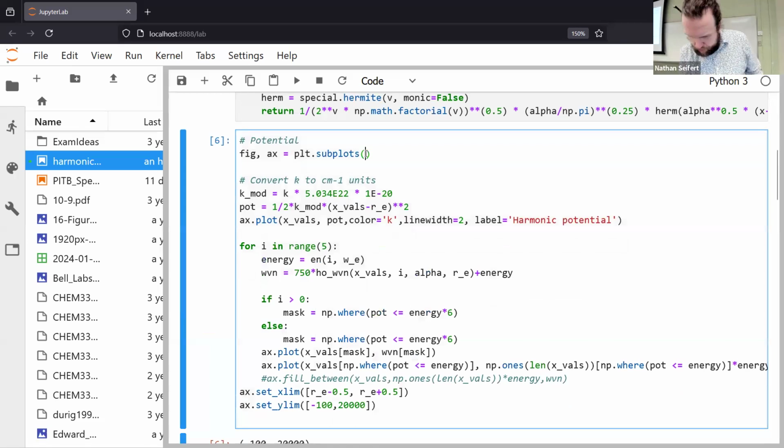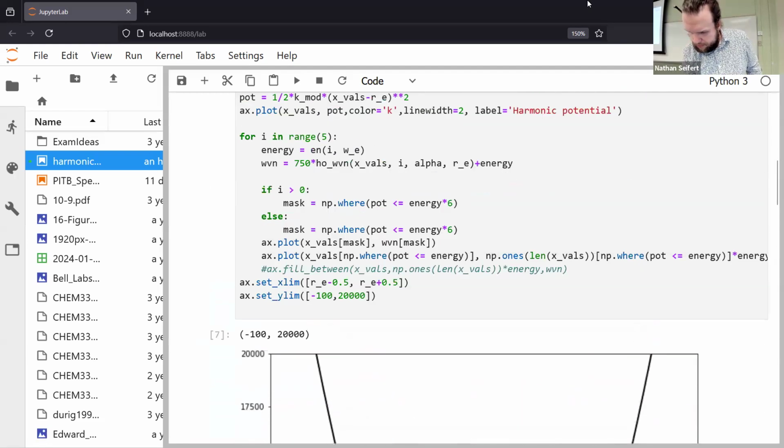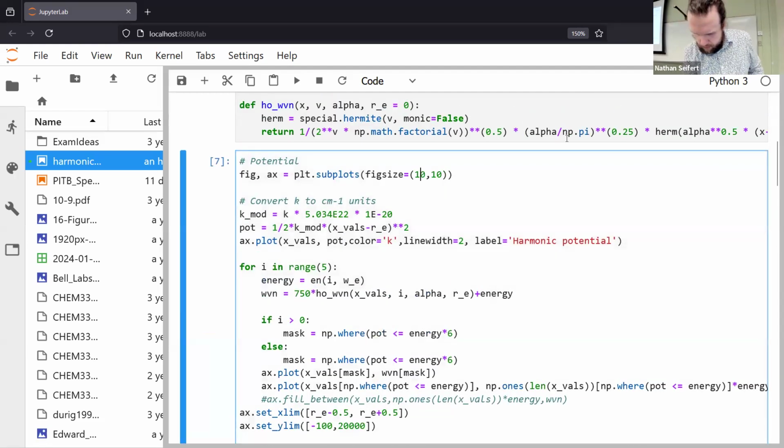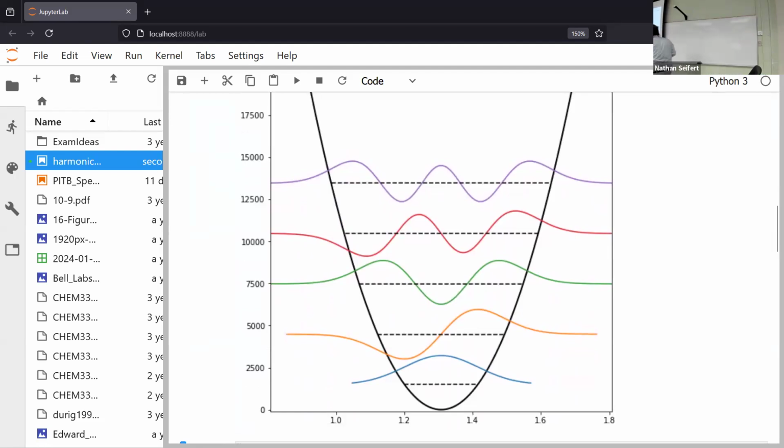Let me make this a little bigger for you guys. So this is what the harmonic oscillator looks like. Let me make it a little smaller so we can see it. That should be better. So on the x-axis is bond length in angstroms for HCl, and the y-axis is energy in a unit called wave numbers, which is the unit we use in infrared spectroscopy. It's a unit of energy. We'll talk about it today.